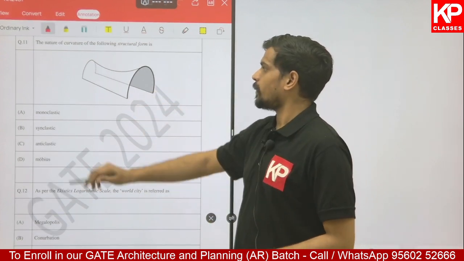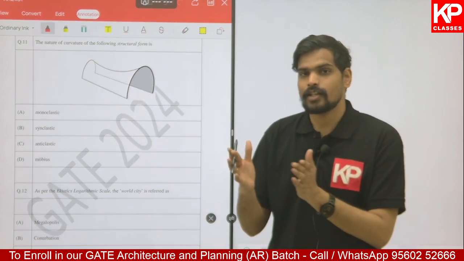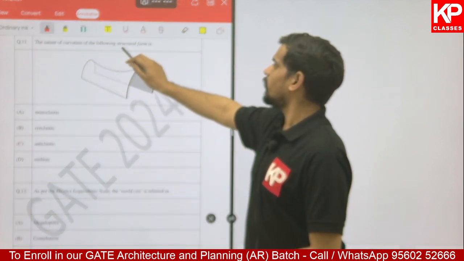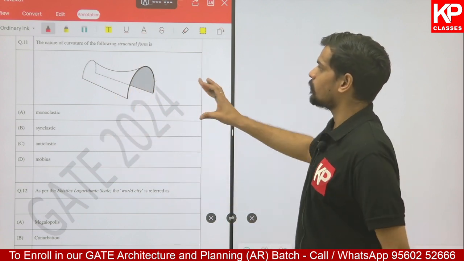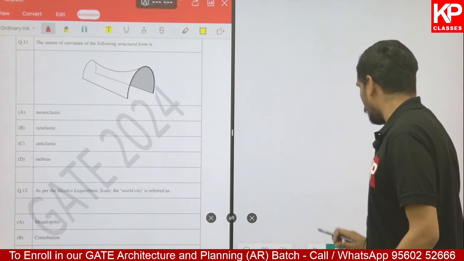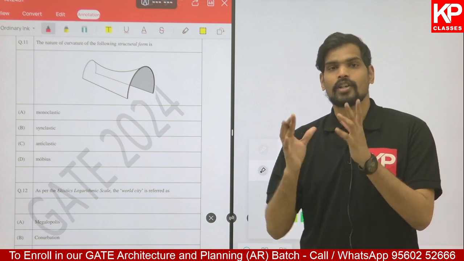If you look into the question paper, this is question number 11, because question number 1 to 10 would be under the general aptitude. Starting from question number 11: the nature of curvature of the following structural form. They have given a figure and asked what is the nature of the curvature of this figure. This is a concept related to structural systems or structural forms.